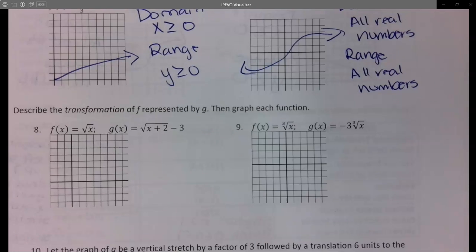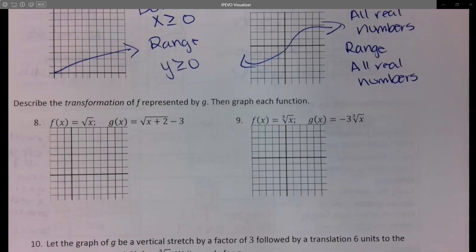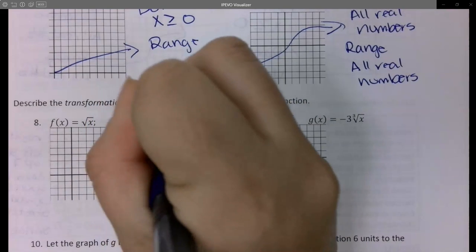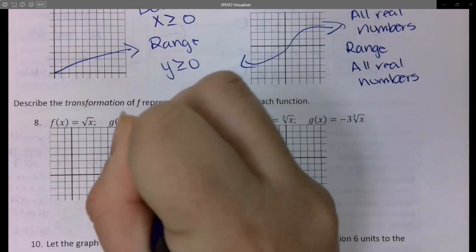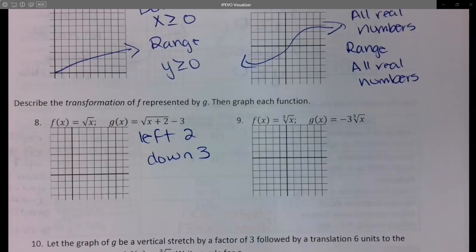Okay. On number 8, what kind of transformations are going on here? So then I want to go ahead and graph these to see the changes.